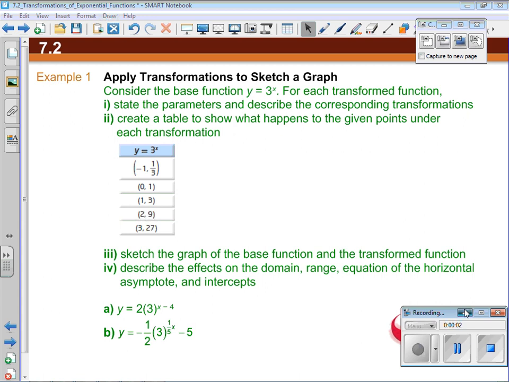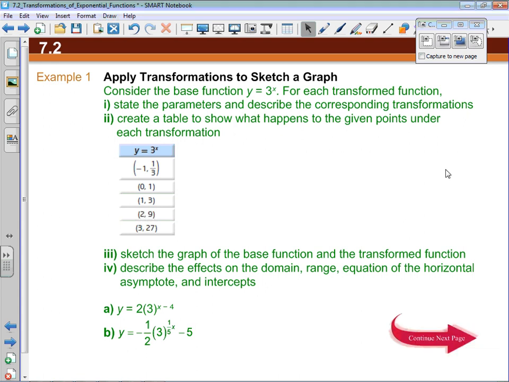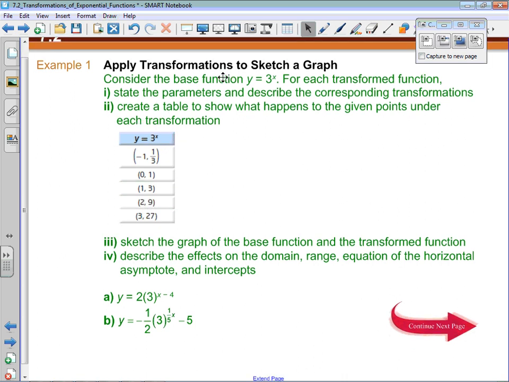Okay, welcome to example 1 and 7.2 from Math30-1. This is where we actually start to do some of these transformations. This question right off the bat tells us to consider the base function y equals 3 to the x. And the reason for that is that that is the base of both of these exponential functions that we're going to look at. So really important that in this question, y equals 4 to the x or 6 to the x or any other number than 3 isn't important and it doesn't matter.